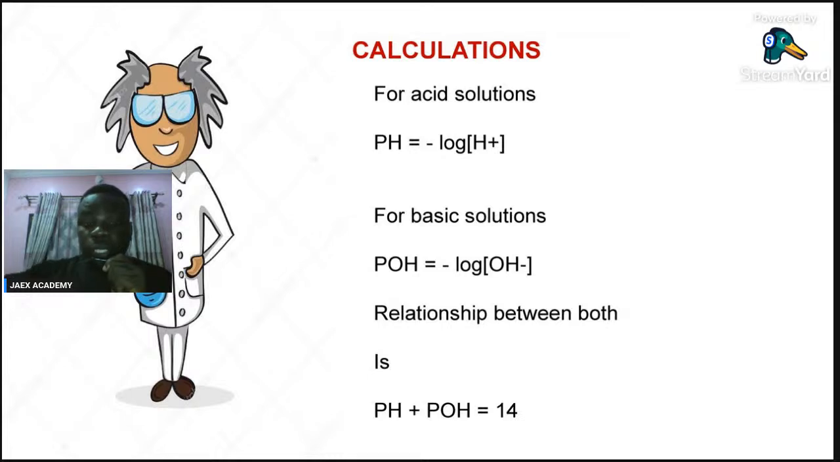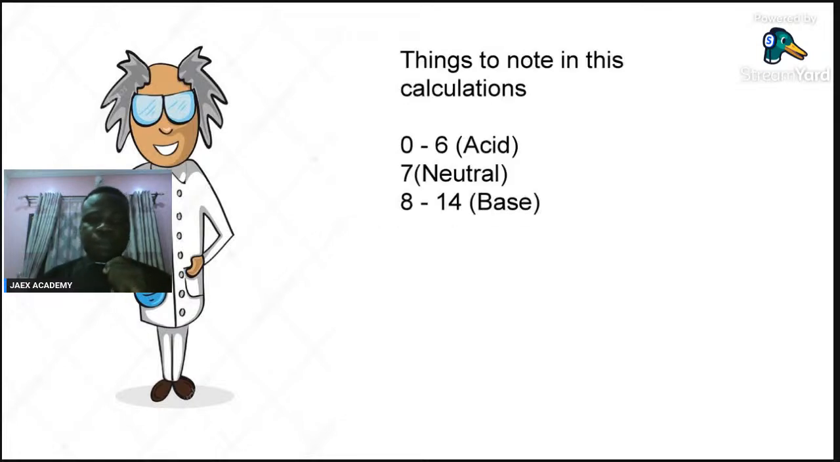Now, what is the relationship between the pH and the pOH? pH plus pOH is equal to 14. I know you might not be getting this clearly, but when we start solving, I think you will get it. So now, let's look at the next slide.